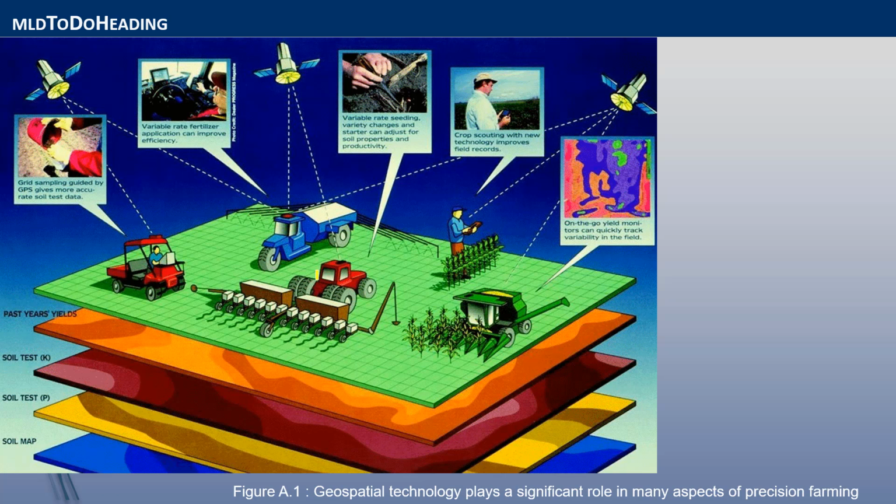This is the figure showing the use of geospatial technology and how it plays an important role for precision farming. And you can see right here the layers. This is the agricultural land, and the various layers it is divided into, and here is some kind of machinery on the land, and these are the satellites over here.